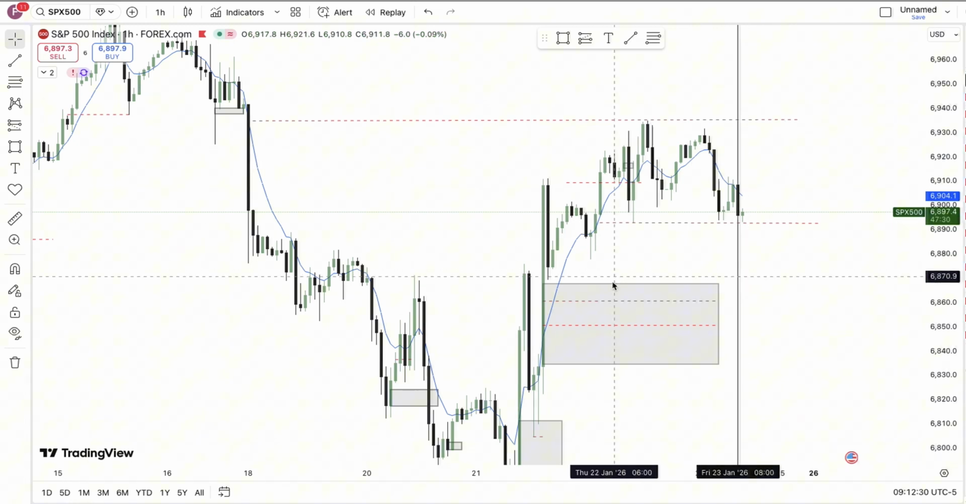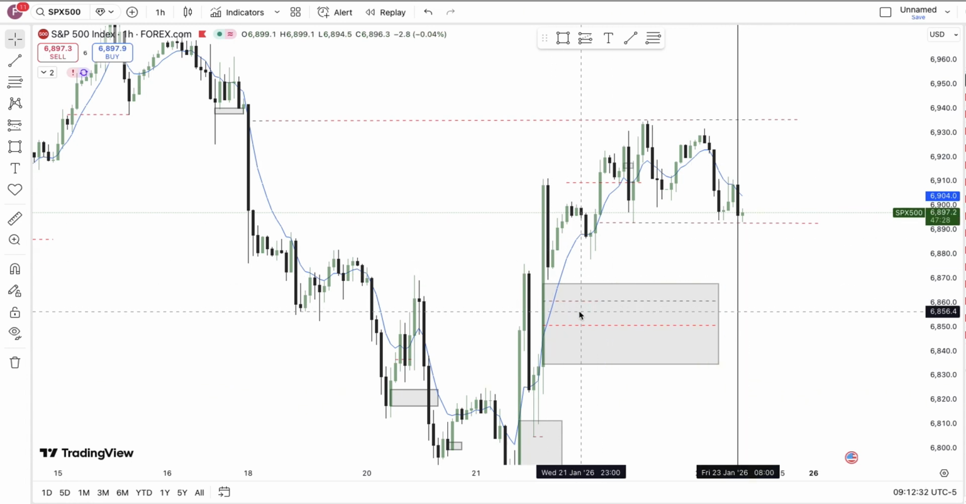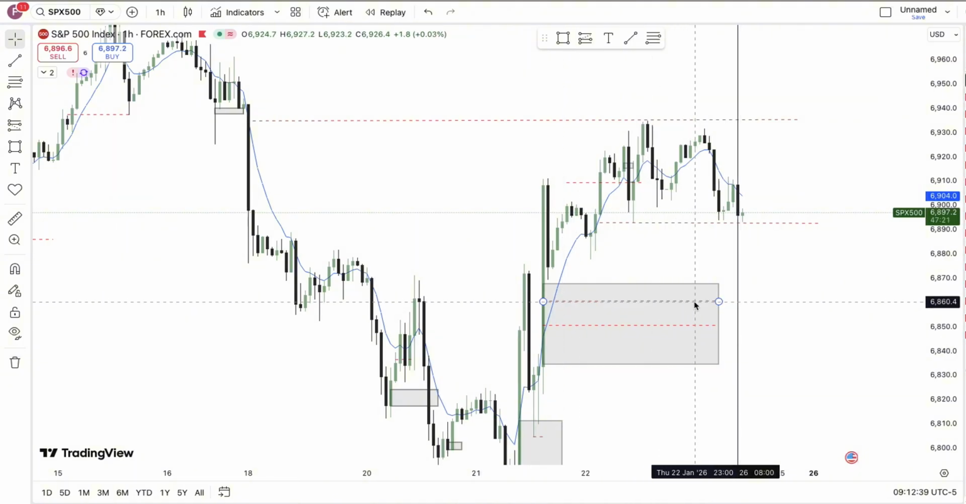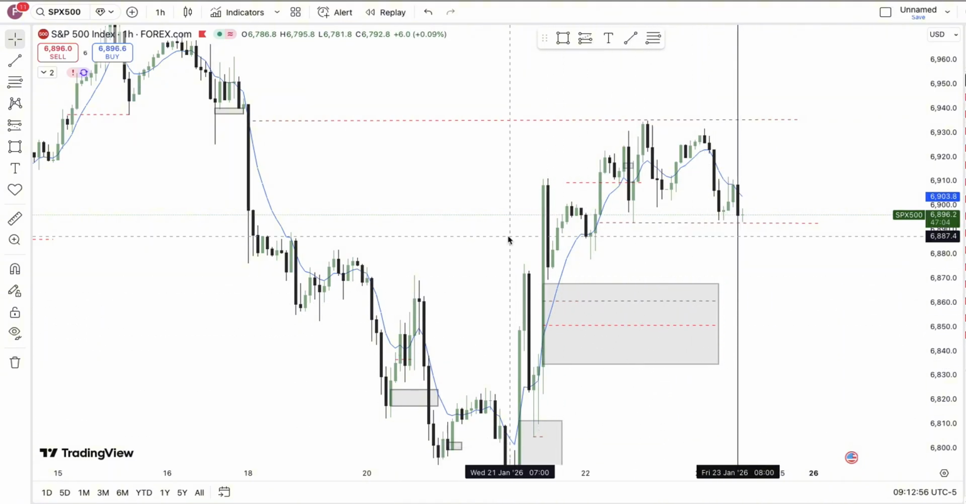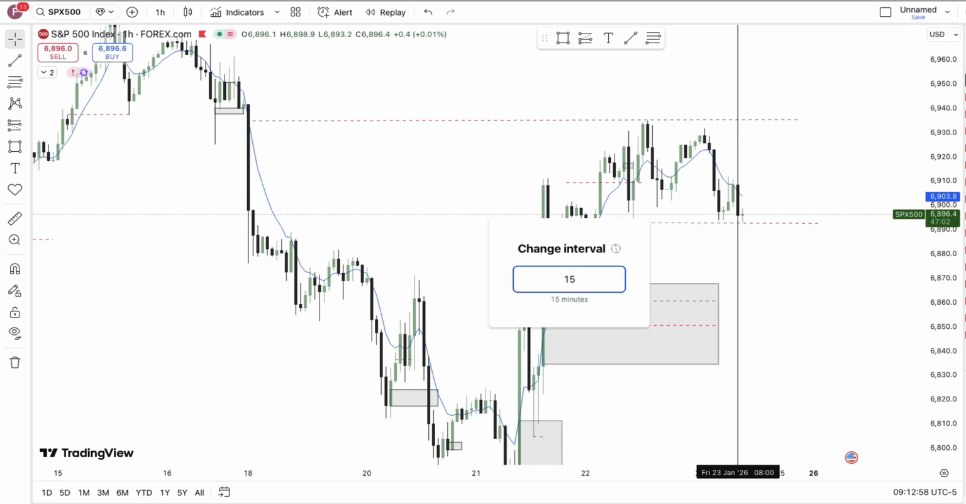And in fact, to be fair, in my trading account I have my entry right here. It's 6860.7. This is where I have my entry, and this is the midpoint of this zone. This is the 1 hour zone. Let's drill down to 15 minutes to see what's happening there.